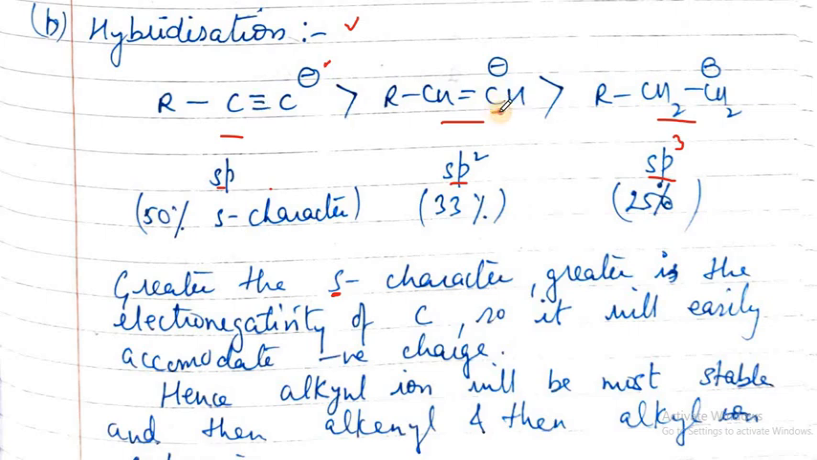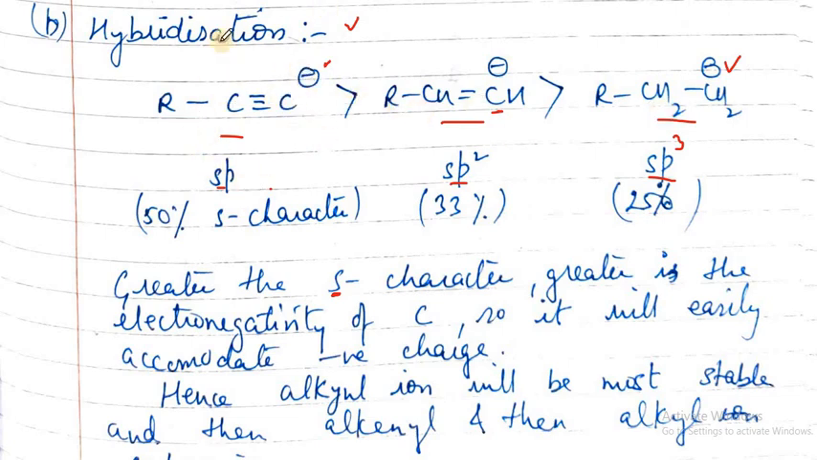When it is less electronegative, it can accommodate negative charge less readily as compared to this, so it is less stable. And in this one, the carbon has 25% s character, a very small amount, that is, it is even less electronegative. When it is less electronegative, it still cannot easily accommodate the negative charge. So out of these three carbanions, these are the most stable, then these, and these are the least.